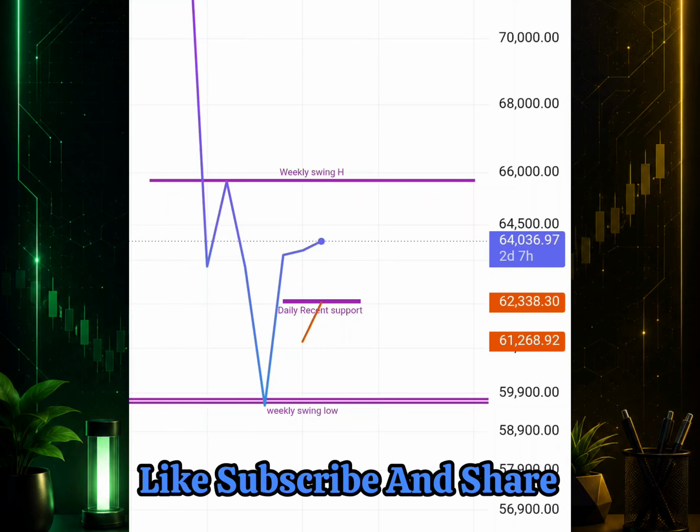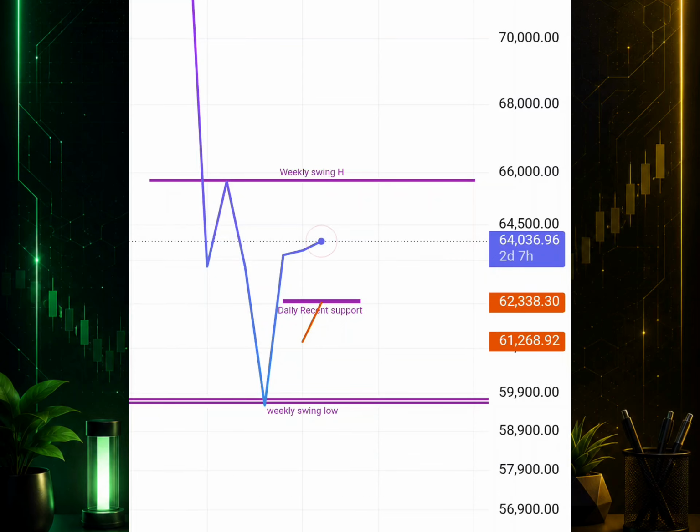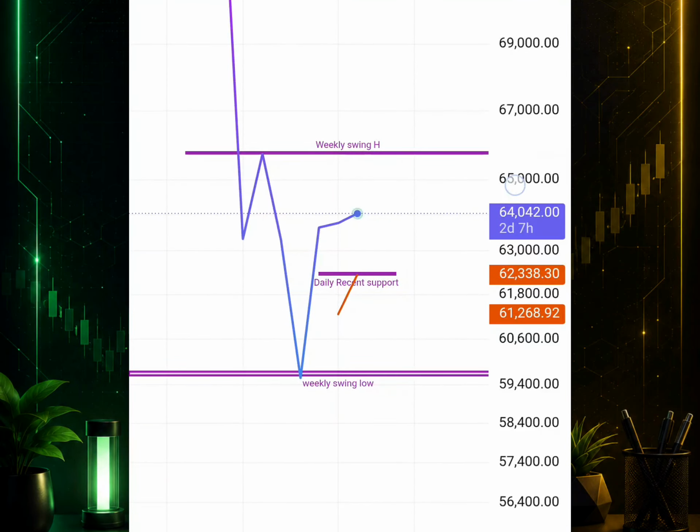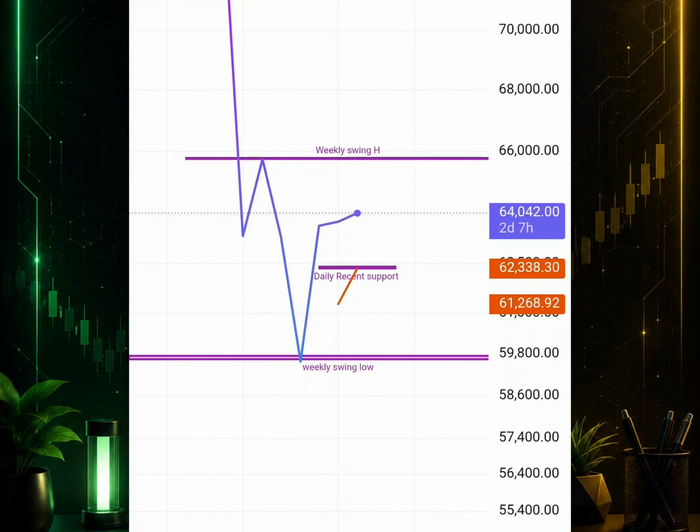I'm just showing the secret strategies most traders are using right now, so that you can see it clearly and see the market is in a downtrend, but you must mark all the key levels, this recent support, whatever. So now this is my weekly, you can see.